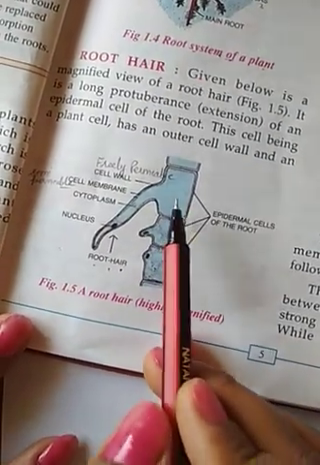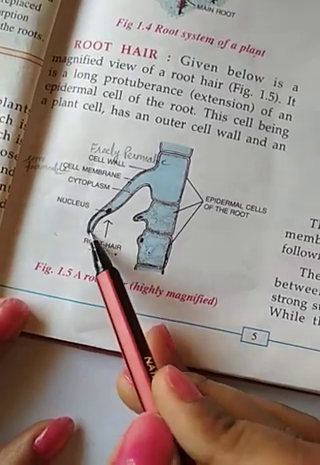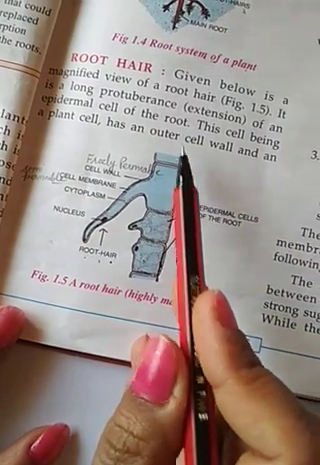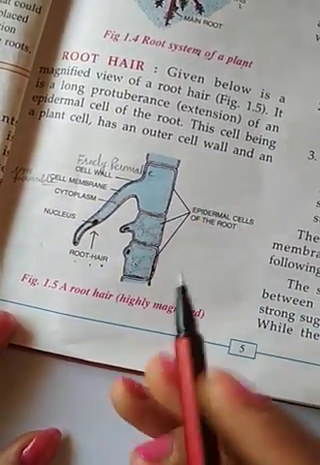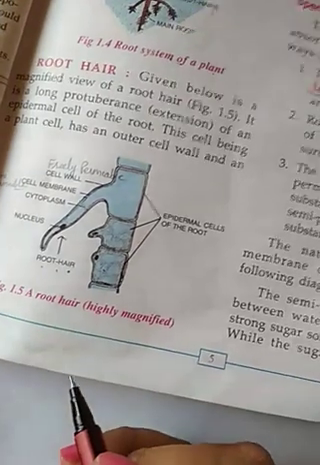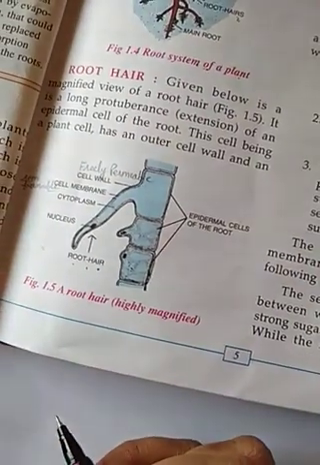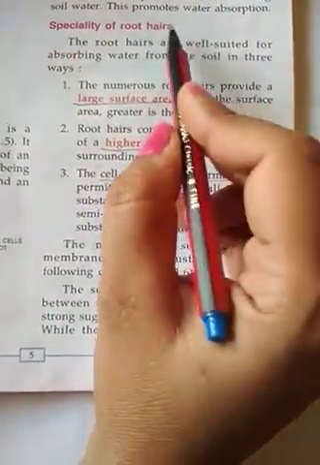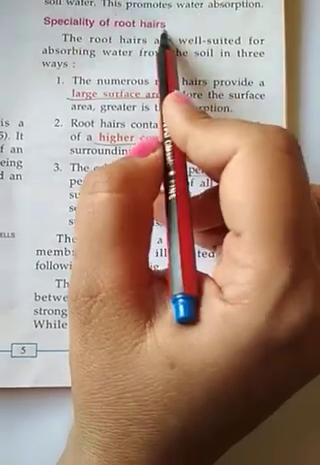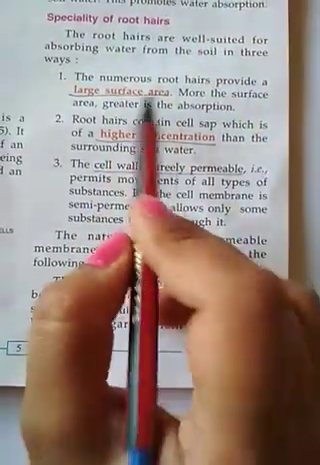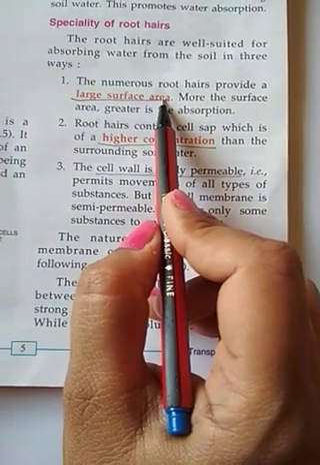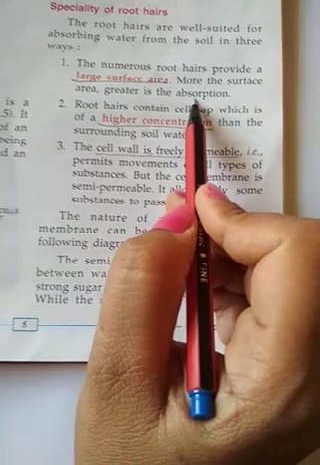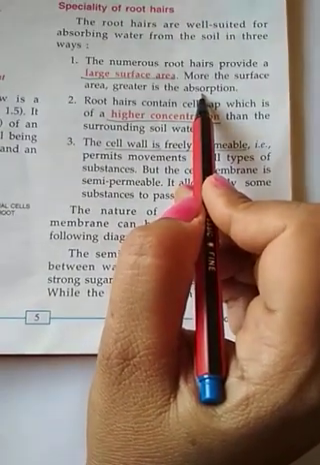Now, the root hairs absorb the water and it goes into the lateral roots, then it goes to the main root, and then it goes to different parts of the plant. So, what is the speciality of root hairs? Root hairs are many in number in the plant. Because root hairs are in large amount, they provide a large surface area. If they have more surface area, the greater is the absorption of water and ions into the plant.